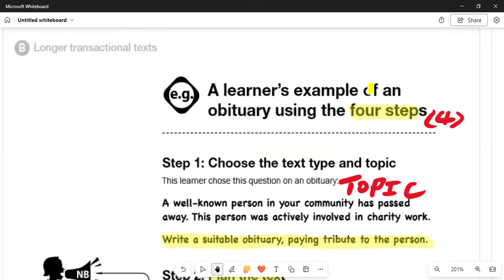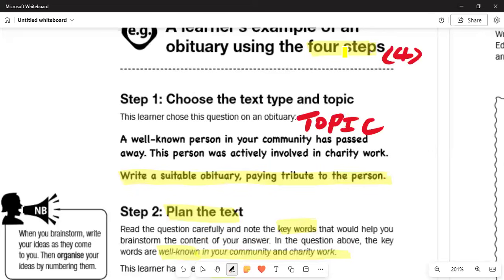Step number 1, you need to choose the text type and the topic. Let us assume that you are taking the obituary as a topic. You are given now a statement: a well-known person in your community has passed away. This person was actively involved in charity work. They say, write a suitable obituary, paying tribute to the person.